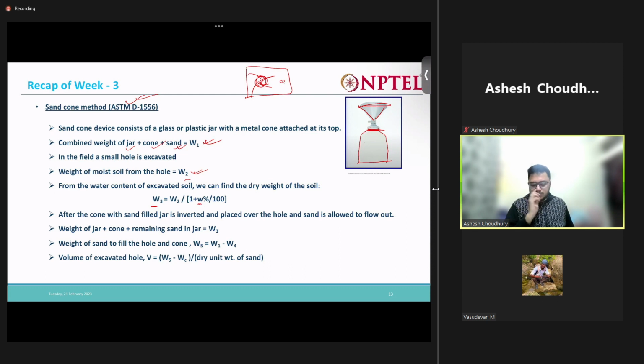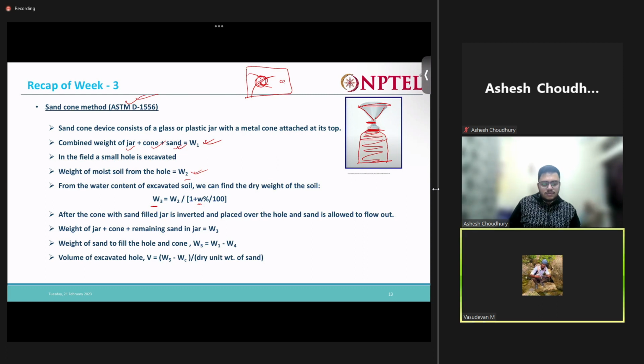Now, if you remember, this is completely filled with sand, right? So what we do is we completely invert this cone over that hole, and we open the valve here. As soon as we open it, the sand will come out, and then we close it. We open and close it, so a certain amount of sand has come out. How much sand will come out, if you can tell me?